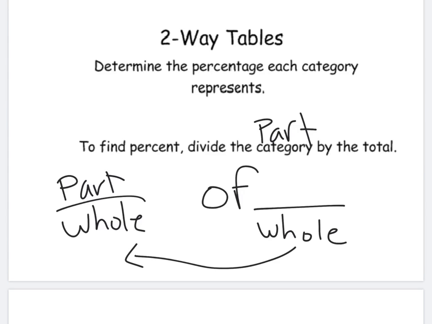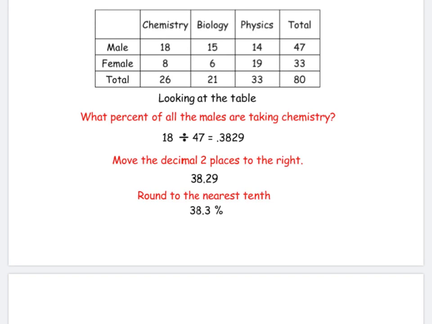So let's take a look at some of these values. We have the same two-way table as before, but we want to calculate, it says, what percent of all the males are taking chemistry. My keyword is of, and after of comes all the males. So if I'm making my division problem as a fraction, all of the males total is 47. So I have 47 males. I want to know how many of them, though, are taking chemistry. So I'm going to look in the male row, and I know that 18 of them are taking chemistry. So on your calculator, you would divide 18 by 47.